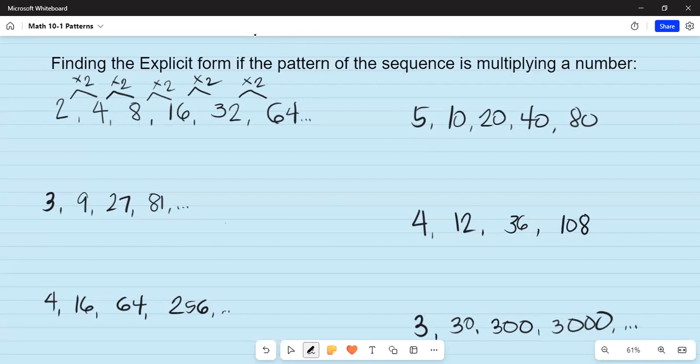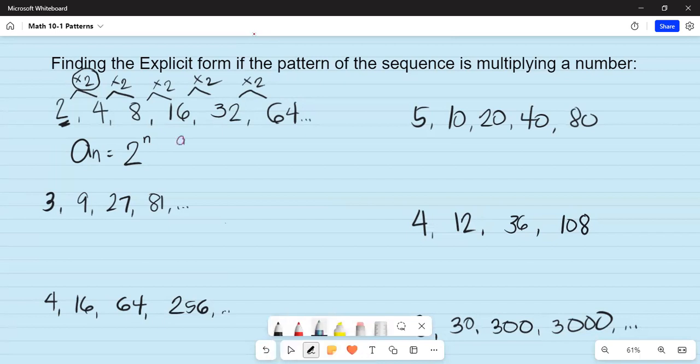Now, here's the catch. If the number being multiplied is similar to the first term, we just have a very simple pattern in making the explicit form. All we have to do is to write a sub n is equal to whatever is the first term that is very similar to the number being multiplied to get the next term. We just have to copy that number. In this case, it's 2, and then raise it to an exponent n. That's it.